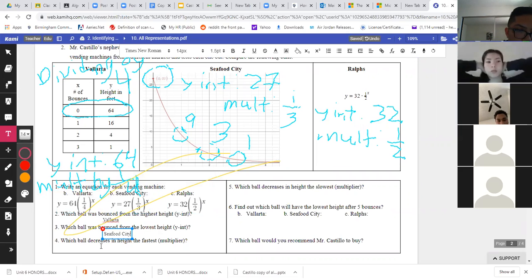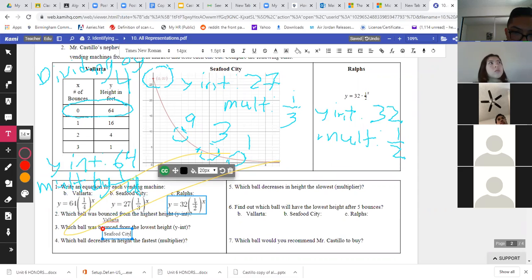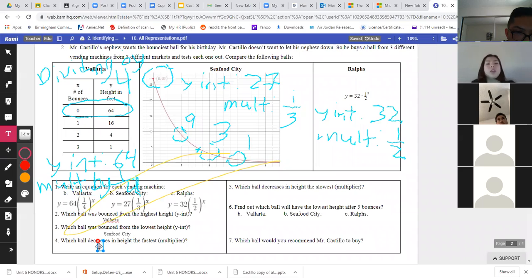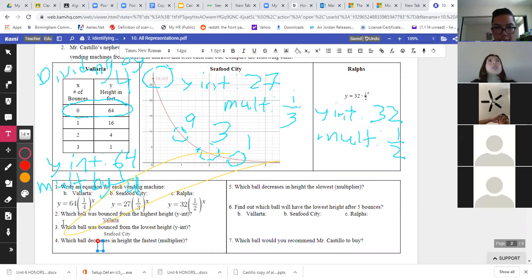Okay, now let's think about number 4. Which ball decreases in height the fastest? So we have to look at our multiplier, and this is 1/4, 1/3, and 1/2. The one that's going to cut it faster is if we divide it by 4, because that's a bigger number, right? And so if we divide it into more pieces, that's the one that's decreasing fastest. Whereas the one that's decreasing the slowest is Ralph's, because we're only cutting it in half.